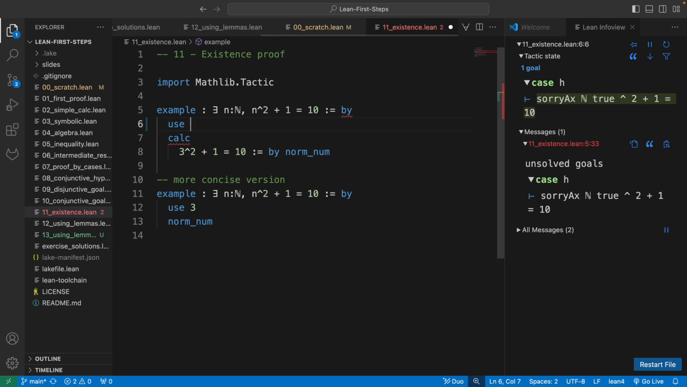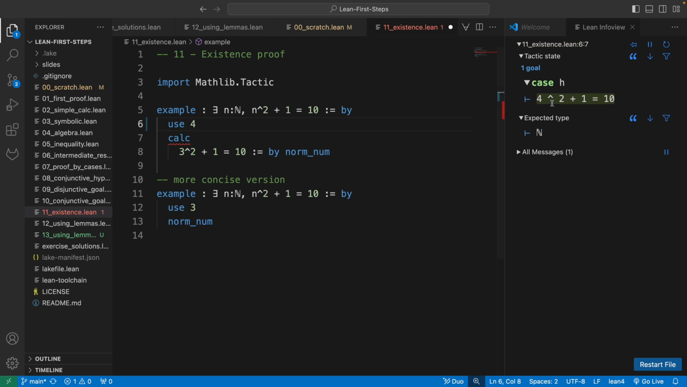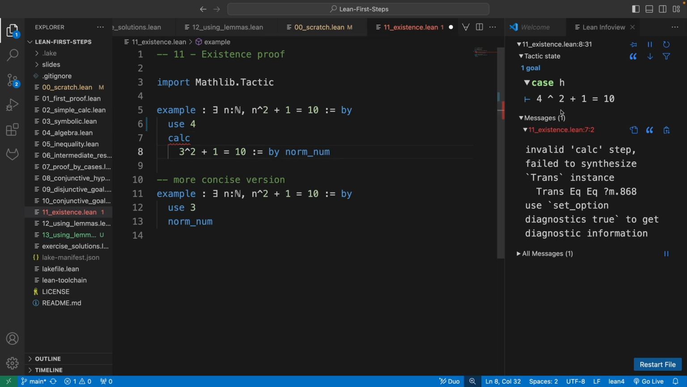So if I use 4, what happens to the proof objective? 4 squared plus 1 is 10. And no matter how good we are at coding, we're never going to prove that. No calc section is going to prove that 17 equals 10. So that's never going to work. You'll get an error. You'll get warnings and red underlines to say that didn't work.